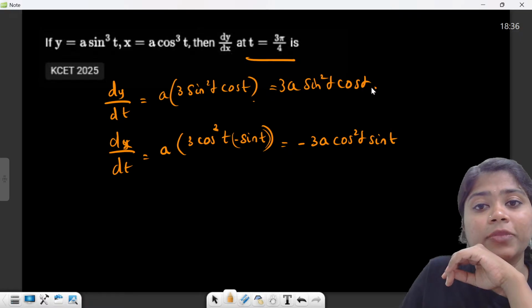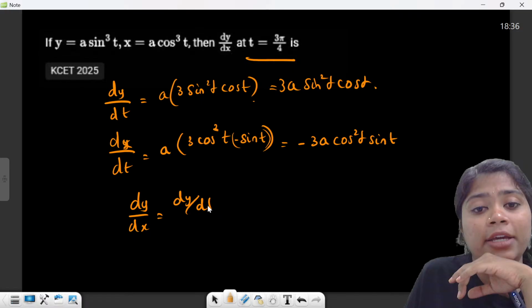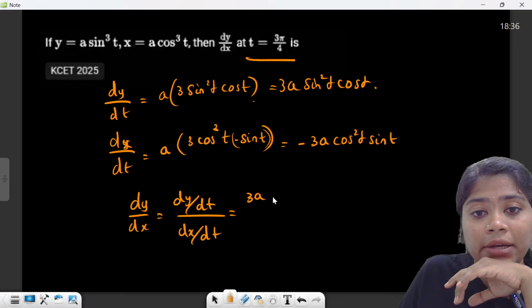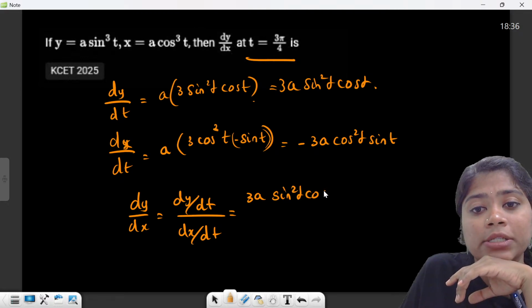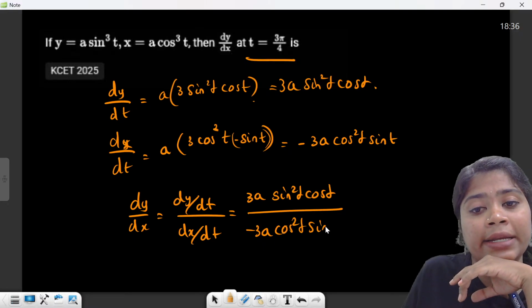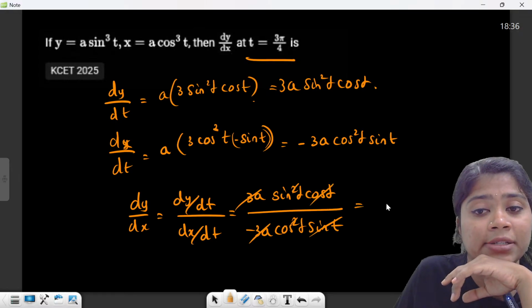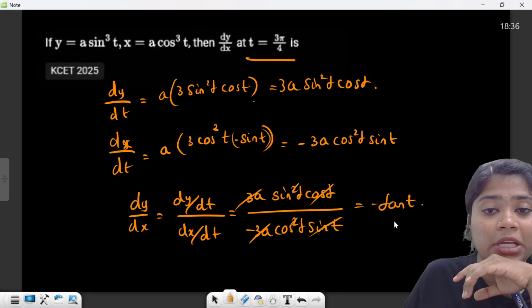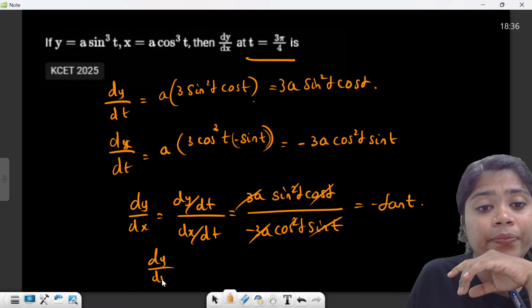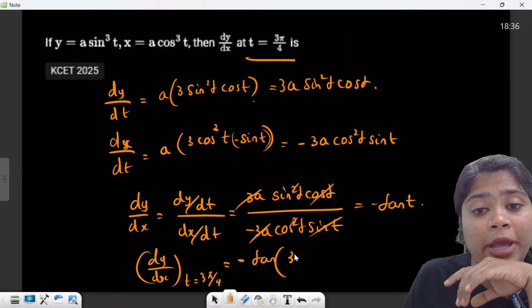So let's find dy by dx. dy by dt by dx by dt, which is equal to 3a sin square t cos t divided by minus 3a cos square t sin t. 3a gets cancelled. One sin gets cancelled. One cos gets cancelled. Minus tan t you got. So what is dy by dx at t equal to 3 pi by 4? So minus tan of 3 pi by 4.